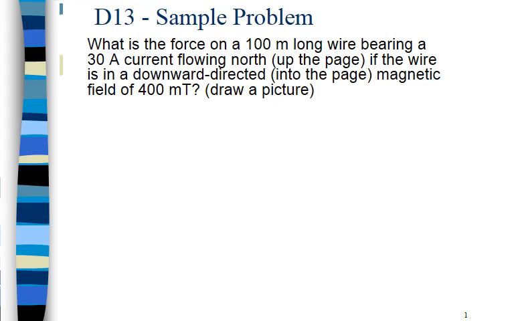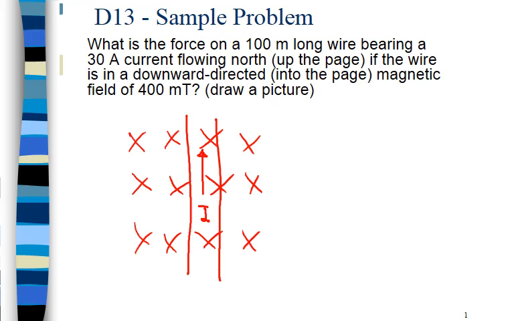So on this one, what is the force on a 100-meter long wire bearing 30 amps of current flowing north, if the wire is in a downward directed, into the page, magnetic field of 400 millitesla? So like this. I'm going to have you go ahead and work this out.